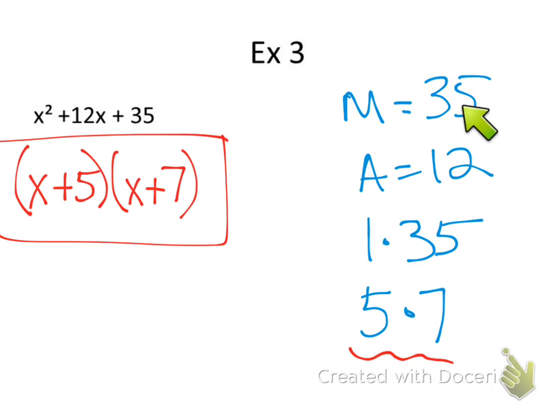Alright. So this is the third number, this is the second number. These all came from your factor sheet, and then we just double check to see which one adds to 12. The factor sheet gives you all the combinations that multiply to 35, so you don't really need to check that part. That should be done for you. What you're checking from this list is the add part.